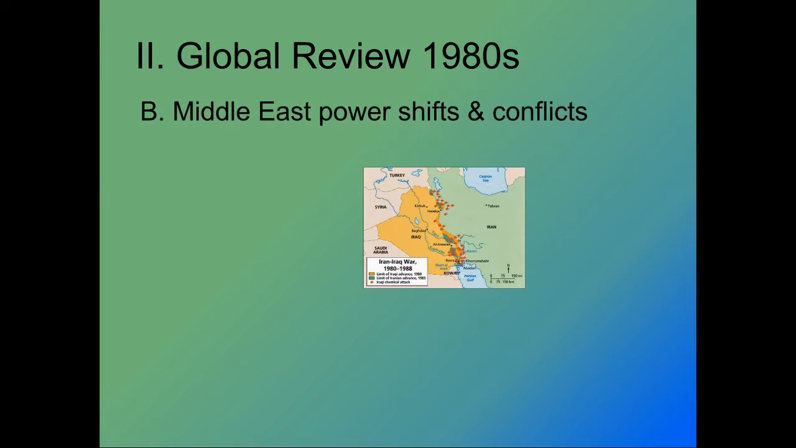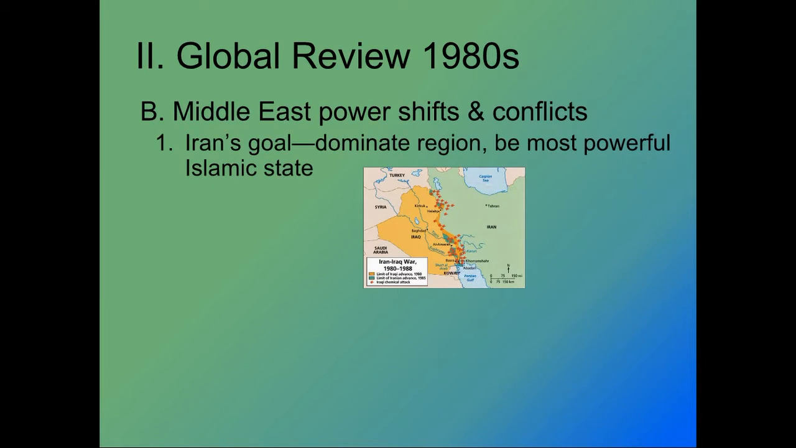Okay. What else is happening in the 1980s? The Middle East. We just talked about it last week, but we want to recap because we're thinking more globally now. It's not just a regional conflict, but the end of the Cold War is truly global. So as we know, Iran, which just had their Islamic Revolution and turned into the Islamic Republic of Iran, controlled by the Ayatollah Khomeini, is trying to dominate the region. They want to be the most powerful Islamic state. It's basically Iran versus Saudi Arabia. Although before that, it's going to be Iran versus Iraq in the 1980s.